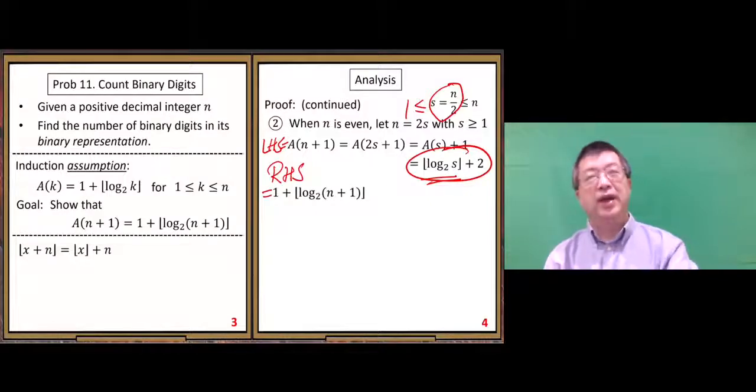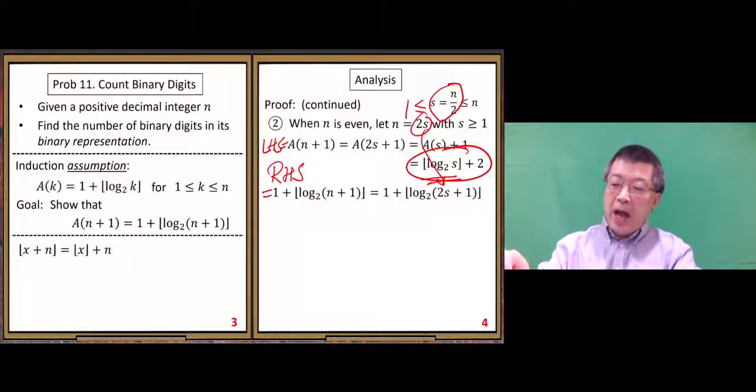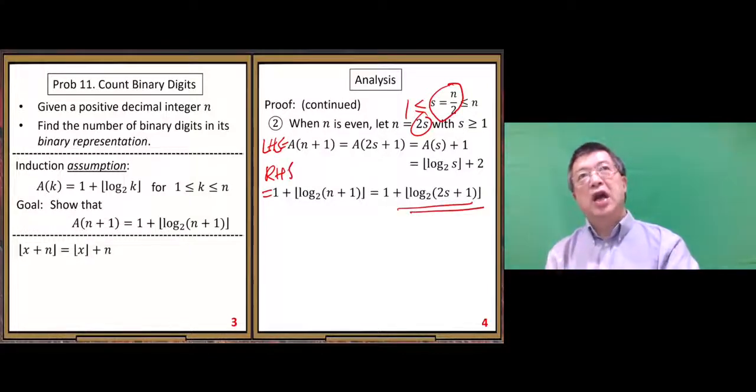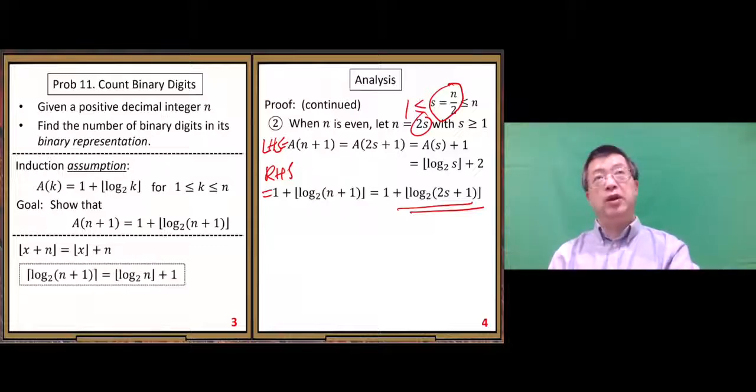Now let's work on the right-hand side. It equals this. Plug in 2s plus 1 for n. Now this part is the hard part. How to do the transformation on this formula. We need to use a special formula. If you do not know this formula, it is very hard. So let me give you the formula.